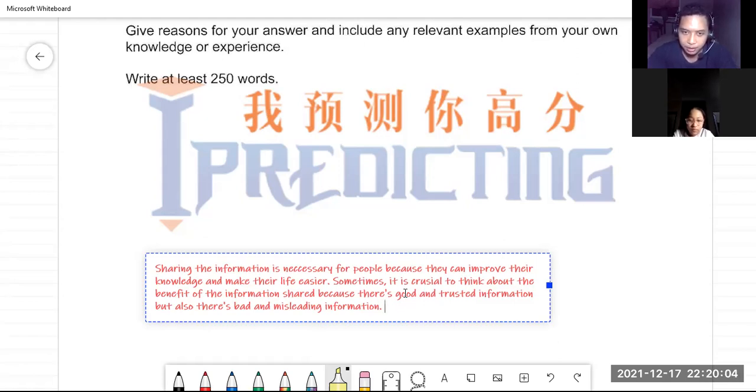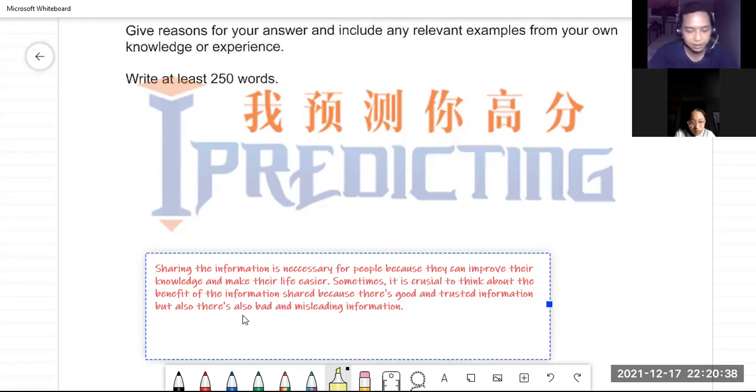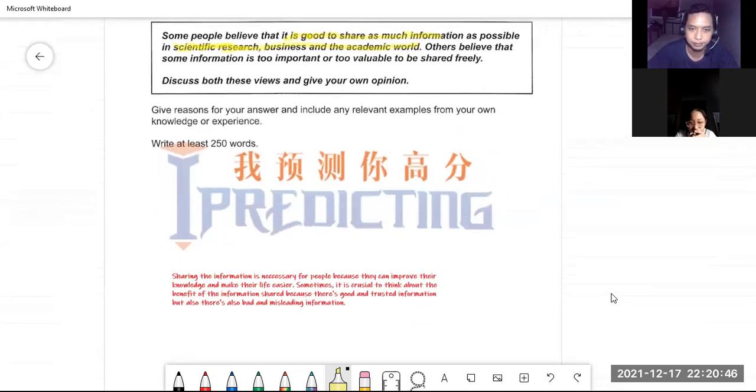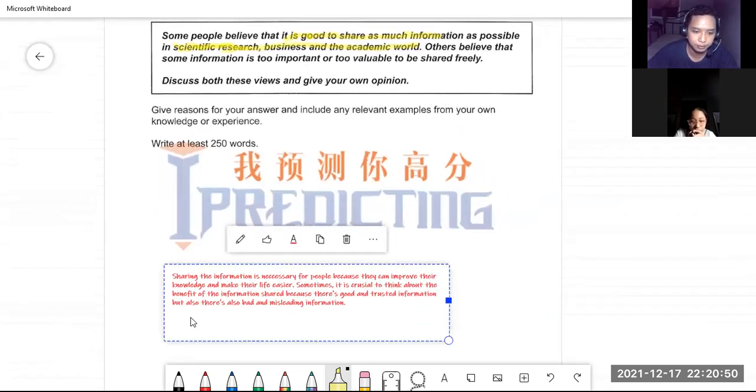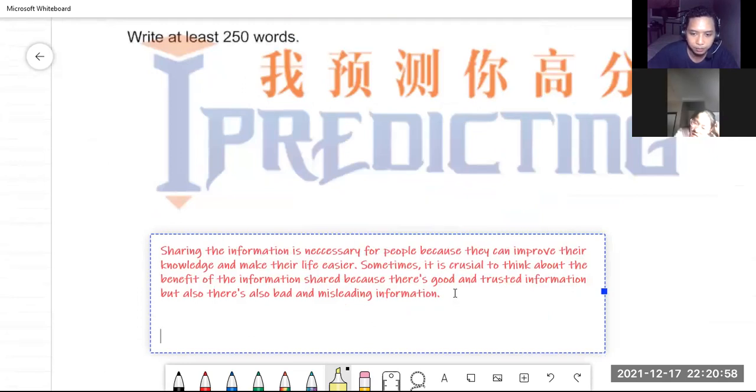Okay, so remember the main thing is about the information or sharing the information, and you have made the opening. So now, you have mentioned here that it is crucial to think about the benefit of the information shared because there's good and trusted information, but we can put here, there's also bad and misleading information. Okay. What else can we add? Oh, we can still add more here. What do you think we can add more here?